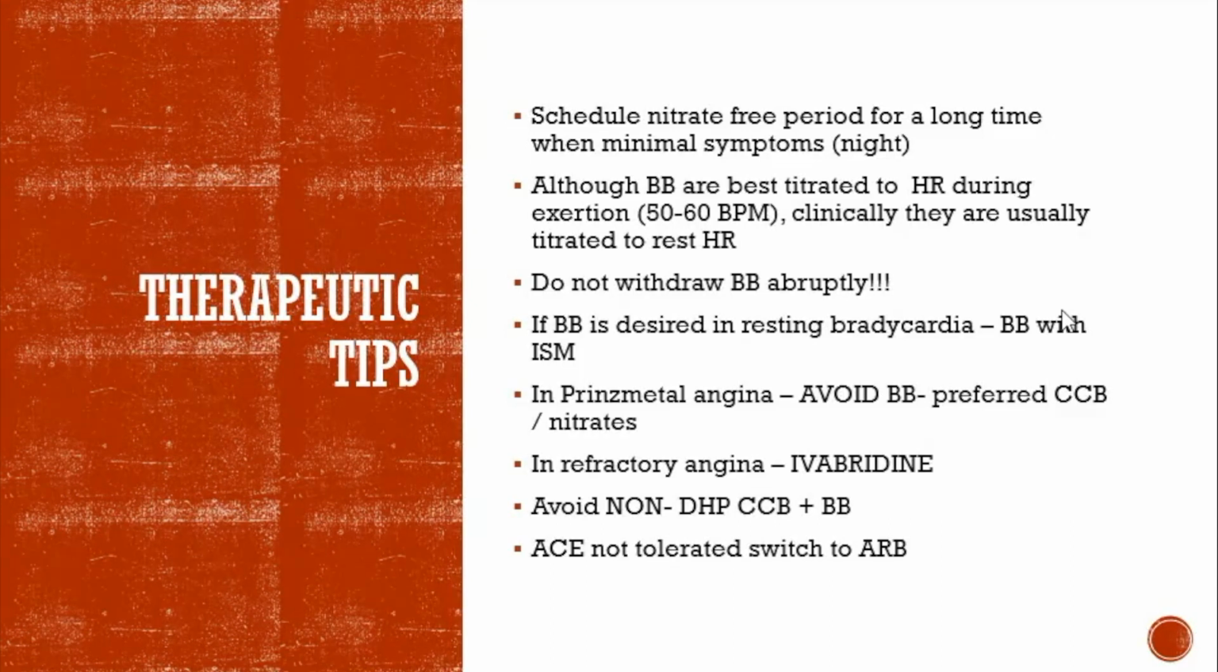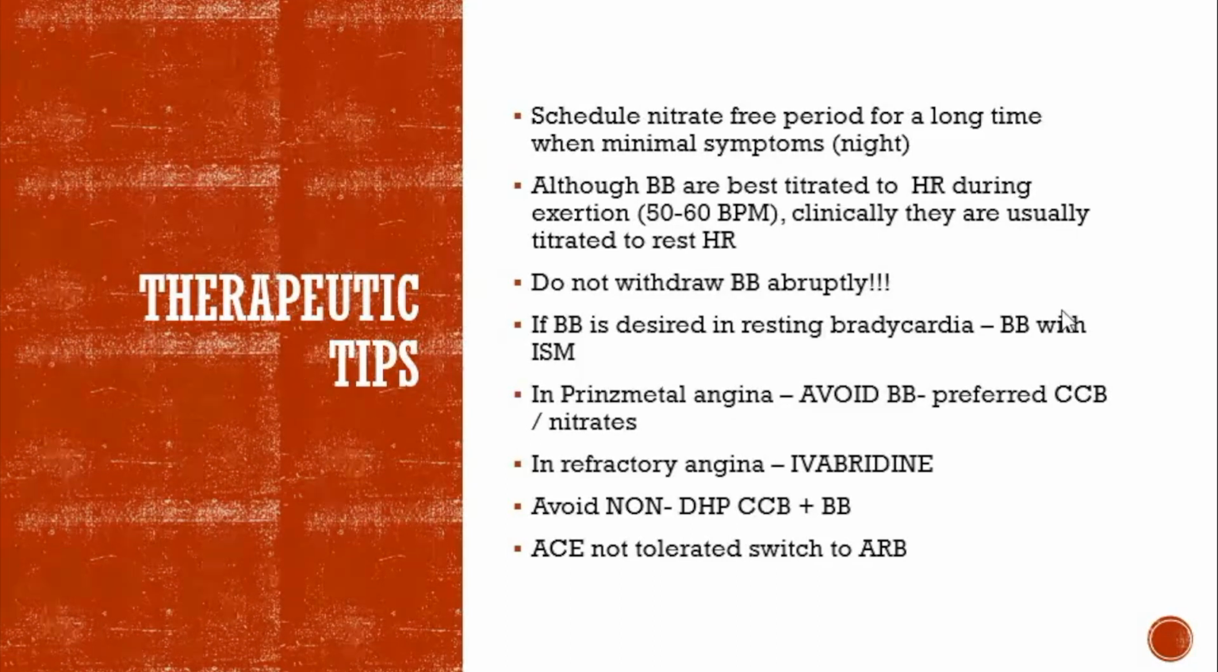Okay. Now, what about Prinzmetal angina? We probably might have heard about Prinzmetal angina, or we can call it vasospastic angina. In those types of angina, we should not use beta blockers, because beta blockers can decrease the contractility, right? It has an effect on contraction, so it's negative inotropic. So we do not want to use beta blockers in those types of angina. We prefer calcium channel blockers or nitrates.